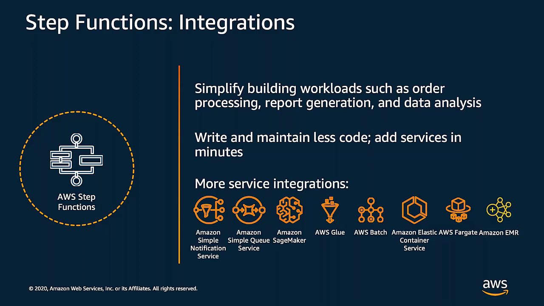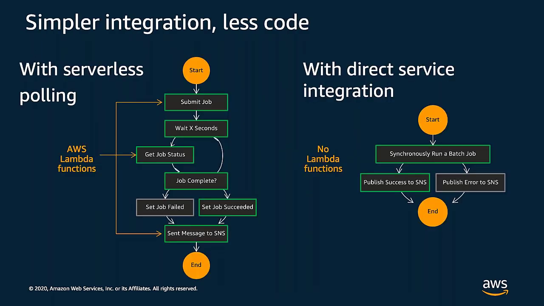You can directly send a message to an Amazon SNS topic or place a message on an SQS queue. You can invoke an artificial intelligence or machine learning job on Amazon SageMaker, run an ETL pipeline in AWS Glue, run a long-running compute job with AWS Batch, launch a container on Elastic Container Service or ECS or Fargate, or you can do a data reduction job using Amazon EMR. AWS Step Functions with service integrations provide simpler integration with downstream services and allow you to write less code.